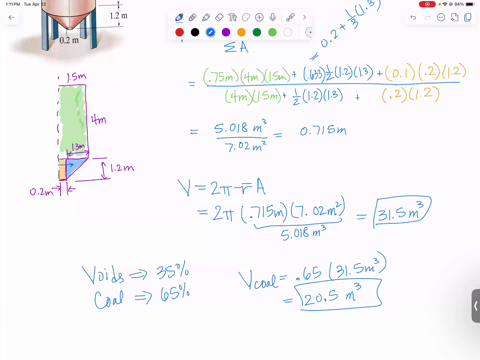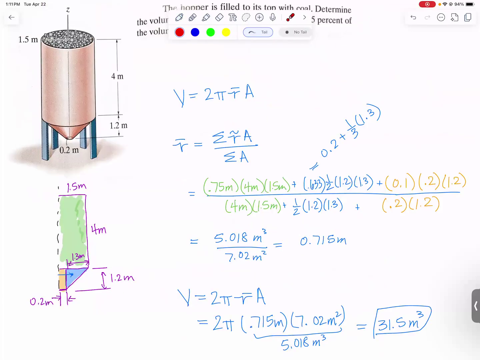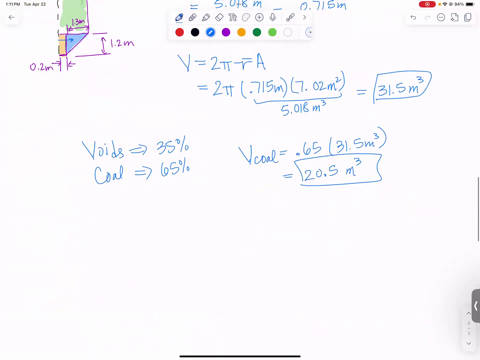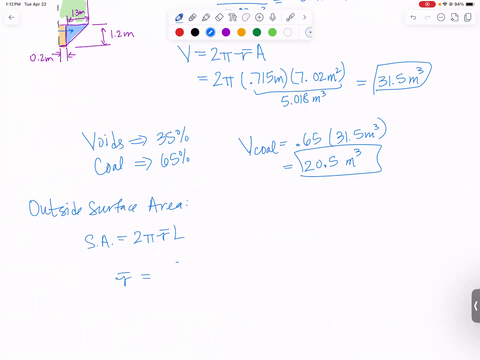Let's find the outside surface area of this. We get the outside surface area if you take this, plus this, and revolve it around the axis. So let's do the outside surface area. The equation is surface area is 2 pi r bar times L. This r bar is going to be the sum of all the r tildes times their little length over the sum of all the length.